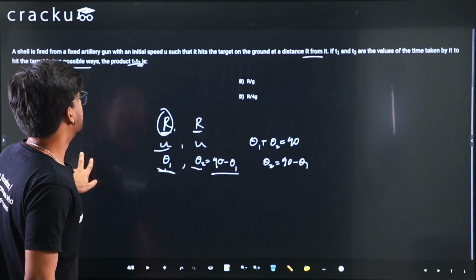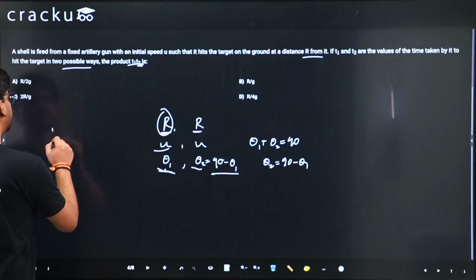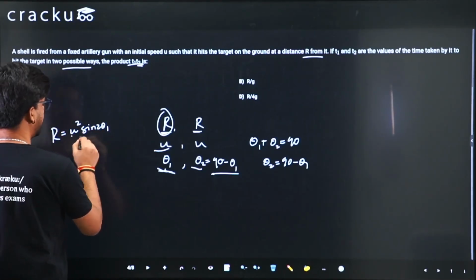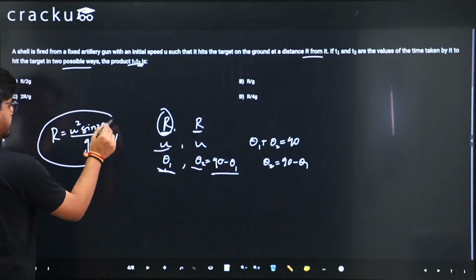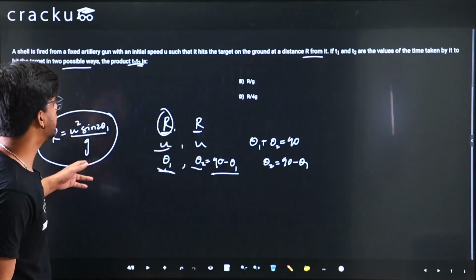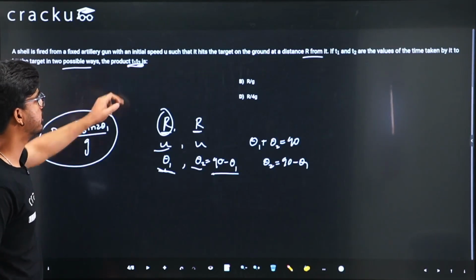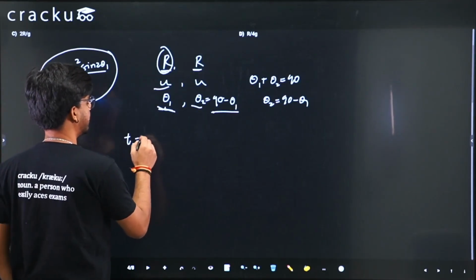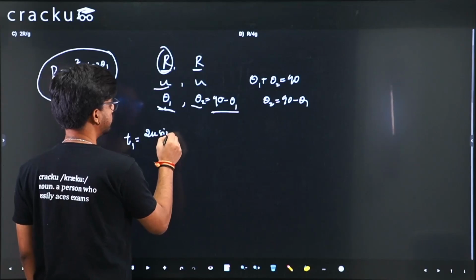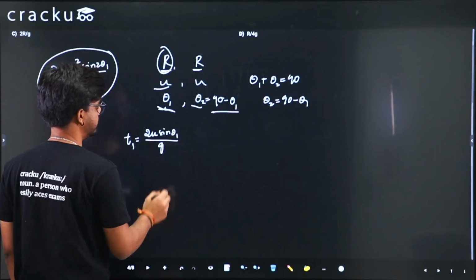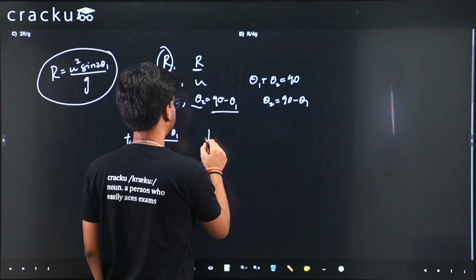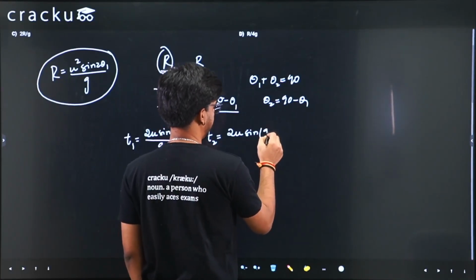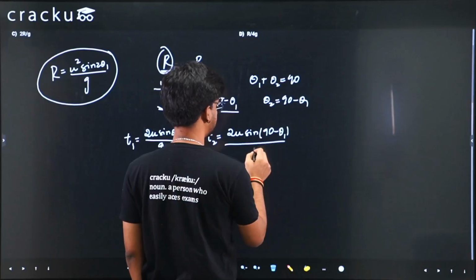So, in this case, the value of range can be written as u square sine 2 θ1 by g. So, this is the range that we are given in the question, and we are also being asked to calculate the product of t1, t2. So, we know the time of flight t1 can be calculated as 2u sine θ1 by g, and t2 can be calculated as 2u sine 90 minus θ1 by g.